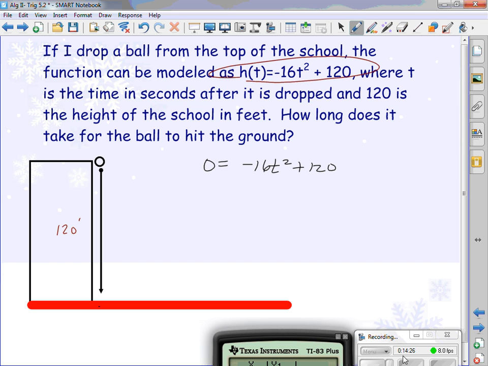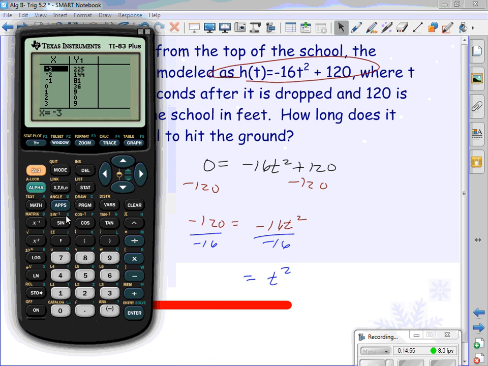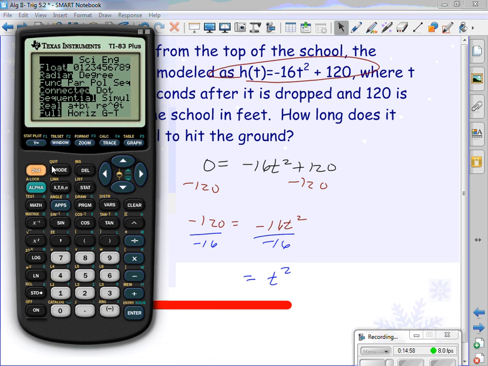I want you to solve this. Coming around, I see a lot of people starting off correct. What's my first step? Subtract 120. So 120 has to go to the other side. Negative 120 equals negative 16 t squared. What's my next step? Divide by negative 16. Now, 120 divided by 16.